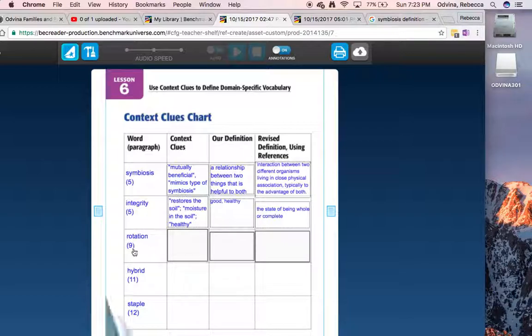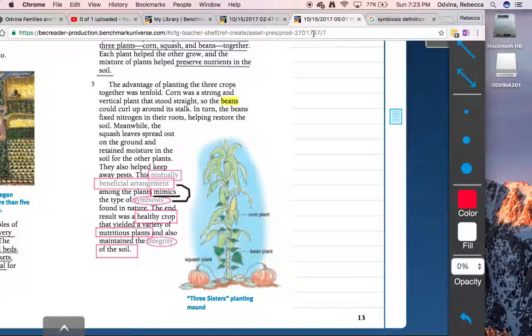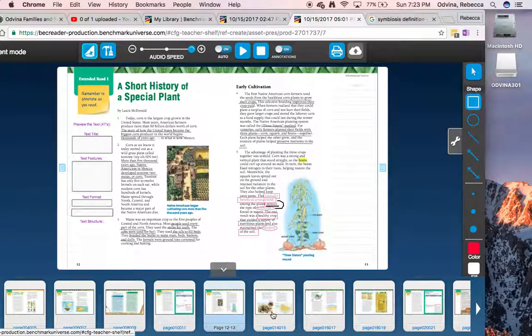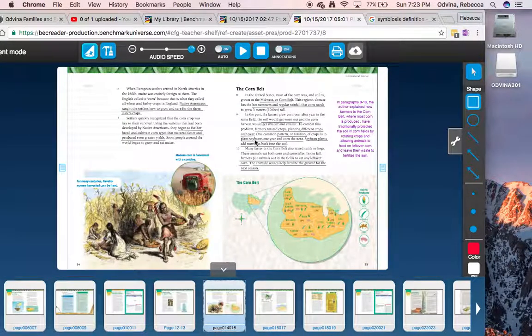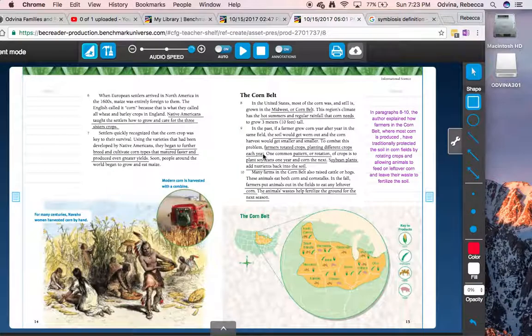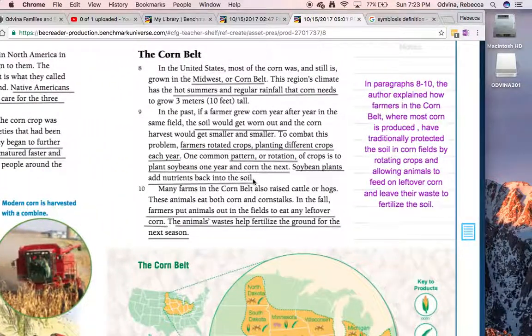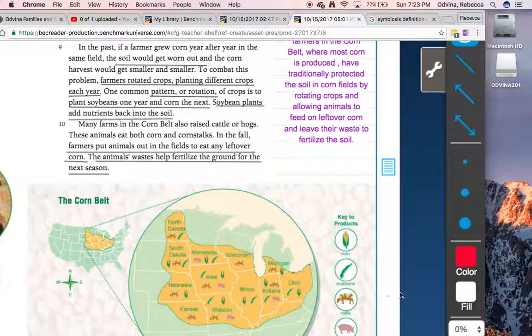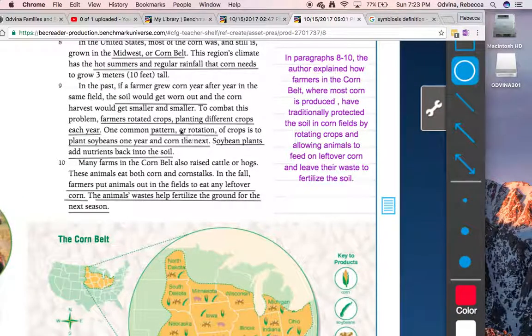Now I want you to go to paragraph 9 and find the word rotation. Go ahead and pause the video and see if you can find rotation. Okay, welcome back. And I'm going to go ahead and look for rotation as well. I need to get to paragraph 9. And here it would be. And I'm looking for the word rotation. There it is, rotation. And if you remember, we were using a circle, we're going to put the word in a circle.